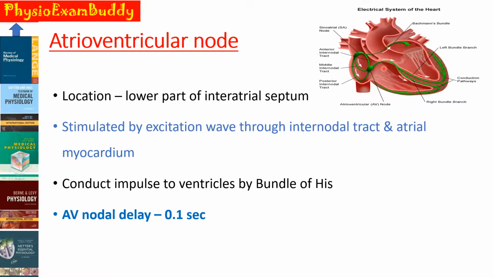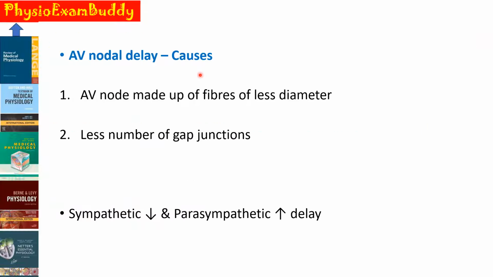The conducting system is organized in such a way that the cardiac impulse does not travel from the atria to ventricle too rapidly. So, there is an AV nodal delay. There is a delay in conduction from atria to ventricle, which is known as the AV nodal delay of 0.1 second. Now, we will see what are the causes for this AV nodal delay.